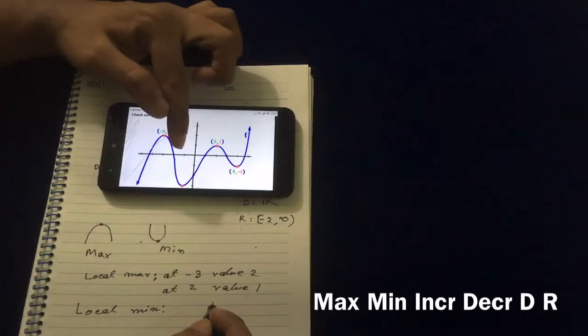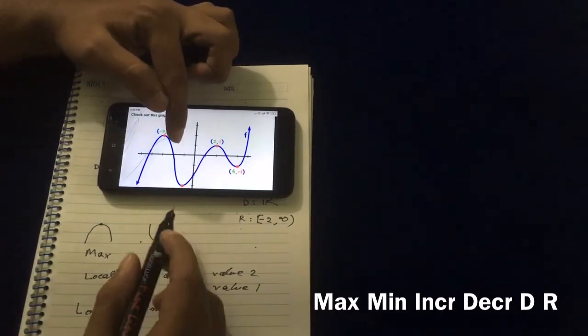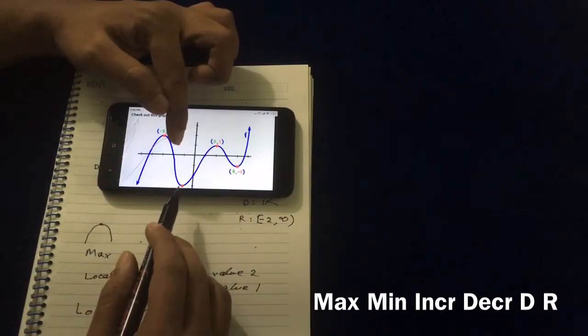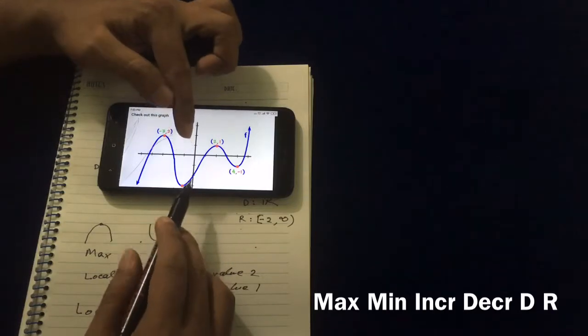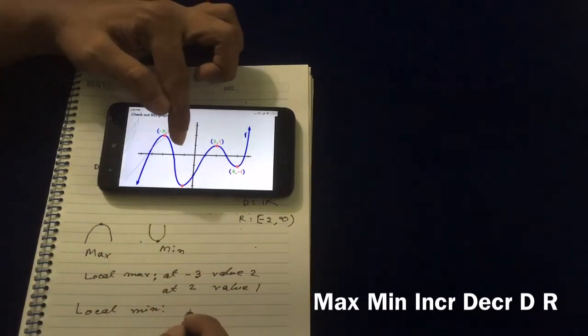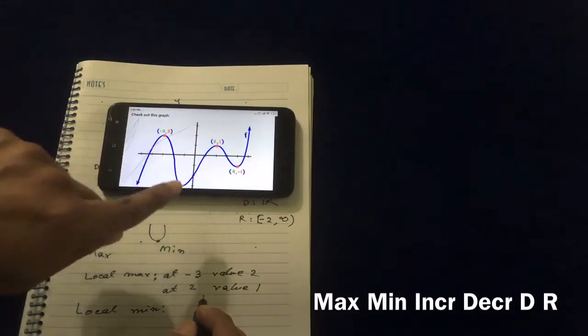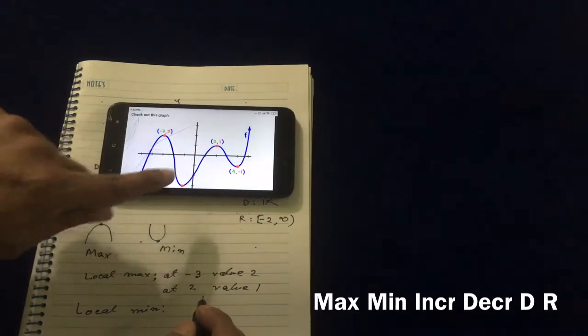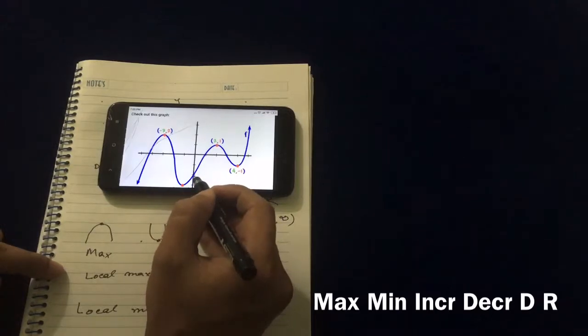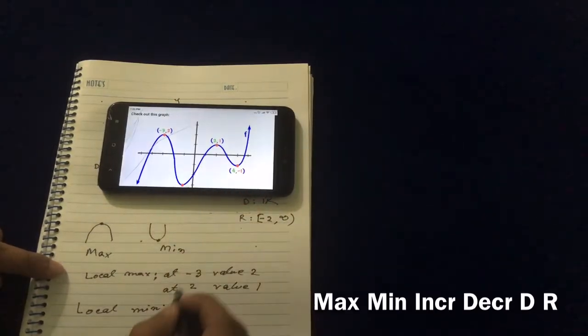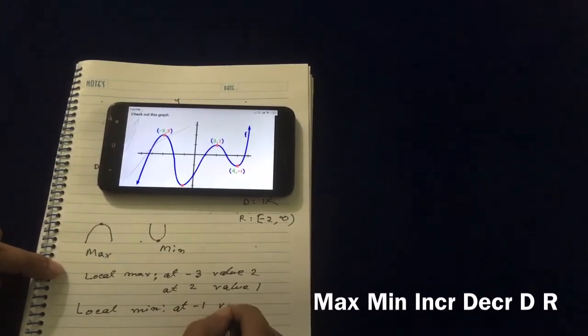Minus 1, minus 2, minus 3. So this point is minus 1. Then this is 1, 2, 3, 4. Minus 1, comma 4. Okay, this point's name is minus 1, comma 4. Minus 1, comma 1, 2, 3. 1, 2, 1, 2, 3. Minus 1, comma minus 3. This point is minus 1, comma minus 3. So we will say at x equals minus 1 the value is minus 3.